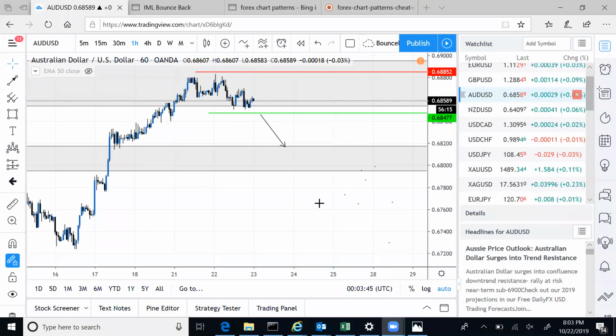Yes, you can enter on the 15-minute time frame. You can identify a pattern on the 15-minute time frame and use that to get in.